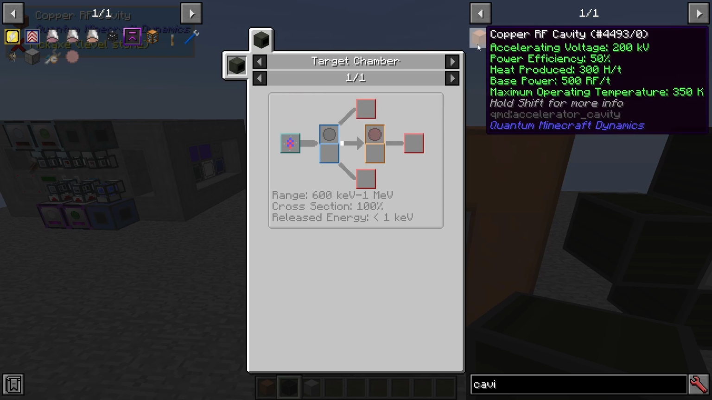Even though the efficiency penalty is pretty big for the copper cavity, we can use 3 of them. It doesn't cost us a lot of power, doesn't produce a lot of heat, and also doesn't massively restrict our maximum operating temperature. And it's also cheap, it's just copper. So we're going to use 3 copper cavities, which means we will add 600 kilovolts to our accelerator, 900 heat per tick, and 1500 RF per tick power usage. Also, since the copper cavity has an operating temperature of 350 Kelvin, we can use water.